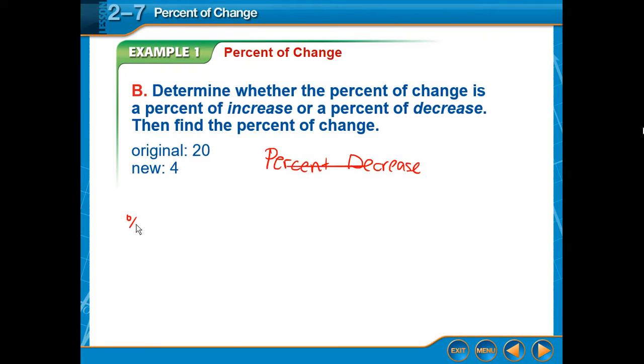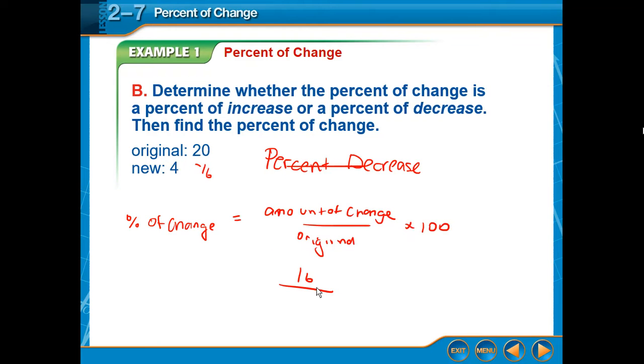So again, we're using our formula, percent of change equals the amount of change over the original times 100. So from 20 to 4 or 4 to 20, that's a difference of 16. So it changed in all by an amount of 16. My original amount was 20, and I'm multiplying by 100. So 16 divided by 20 is 0.8, times 100 is going to give me 80, and that's 80%. So there was an 80% decrease.